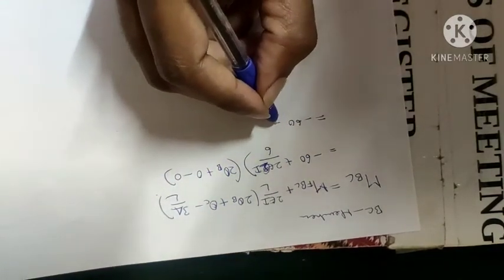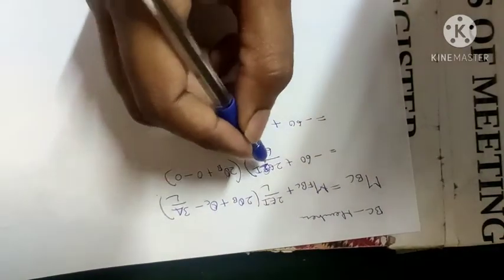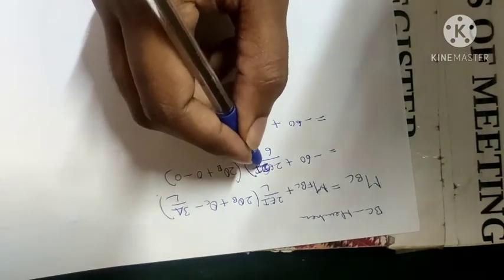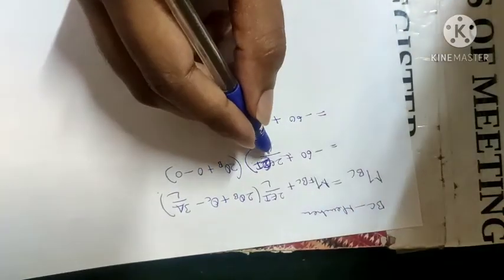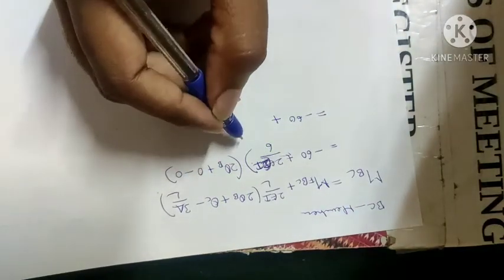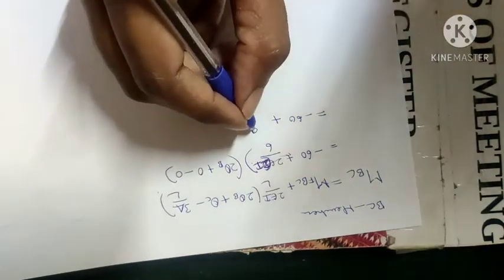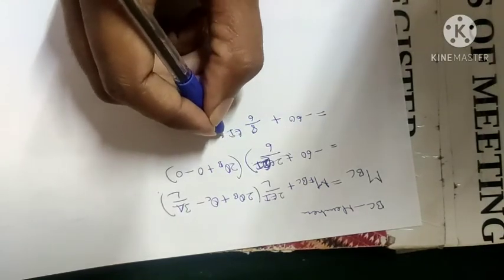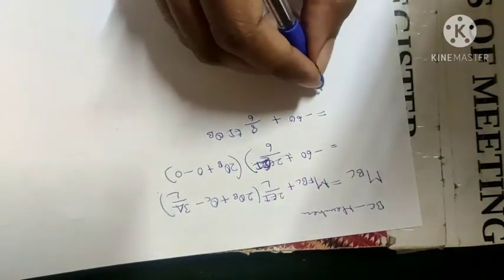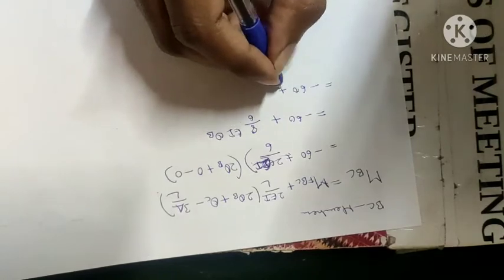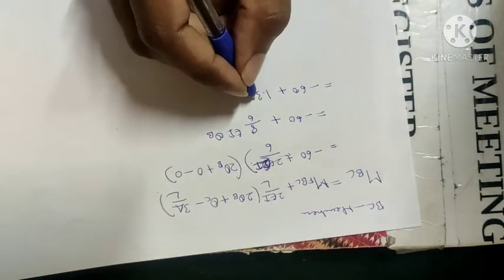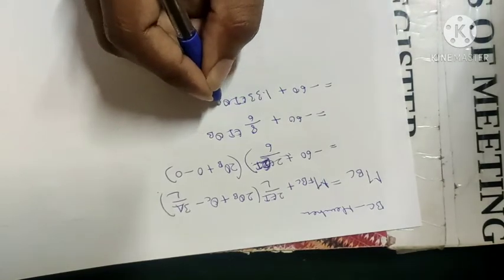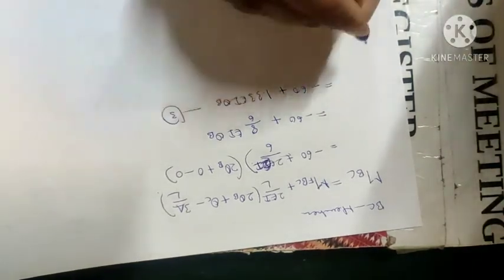So the equation will be minus 60 plus 2 times 2I: 2 twos are 4, 4 twos are 8, 8 divided by 6, that is 8 by 6 EI theta B. Simplifying, minus 60 plus 4 by 3, that is 1.33 EI theta B. This is equation 3.